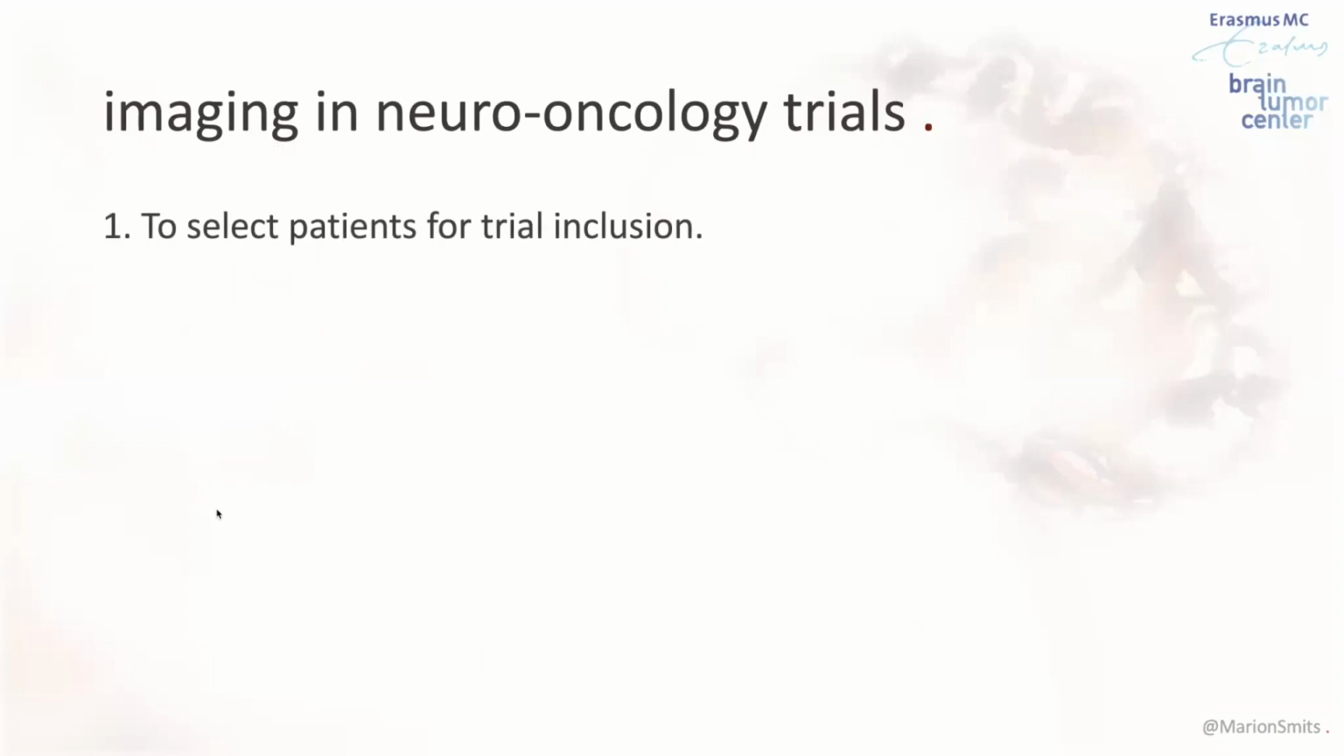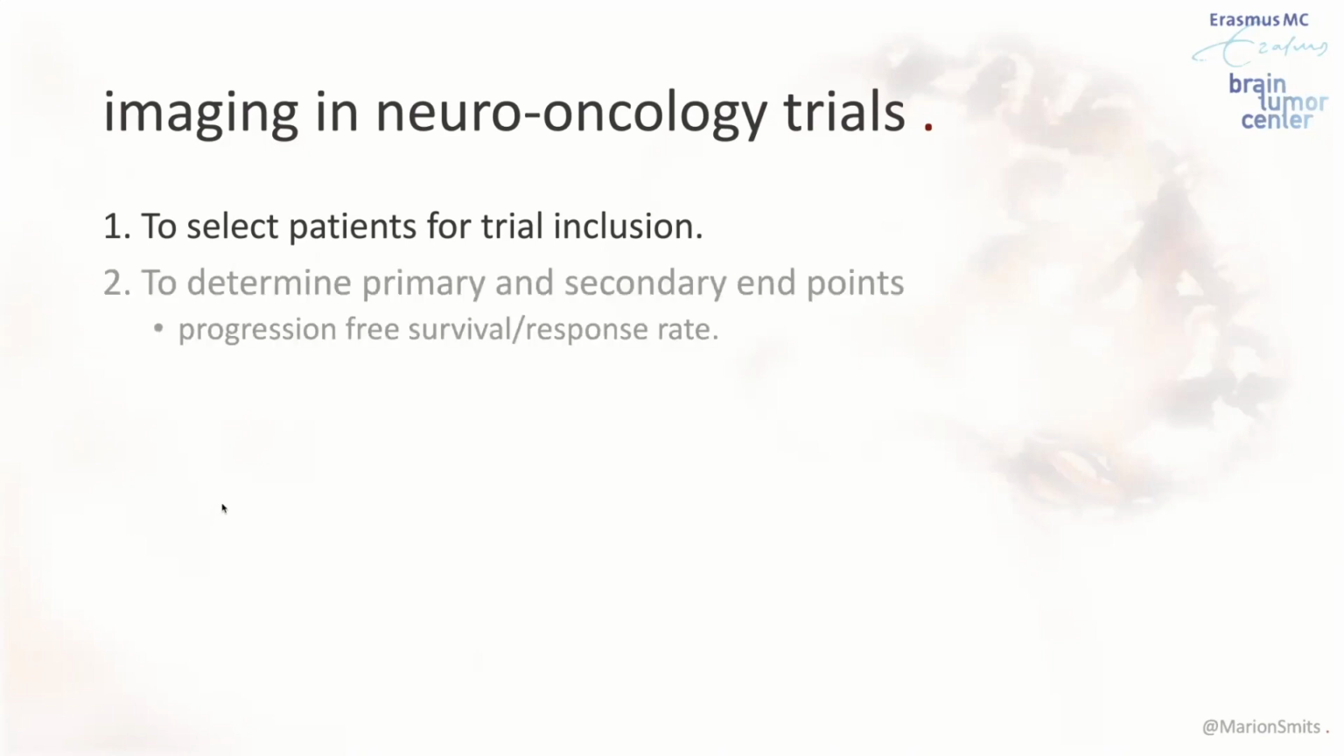So what do we need to do? Well, we first need to be able to select patients for trial inclusion. And this is not trivial, because a lot of these patients are entered into a trial after their initial treatment has failed. So we need to select these patients that are truly progressive, and that is not trivial, and I'll show you that in a minute. We also, of course, need to determine the mostly secondary endpoints, so the progression-free survival, but sometimes even the tumor size is a primary endpoint. Most commonly, overall survival is a primary endpoint.